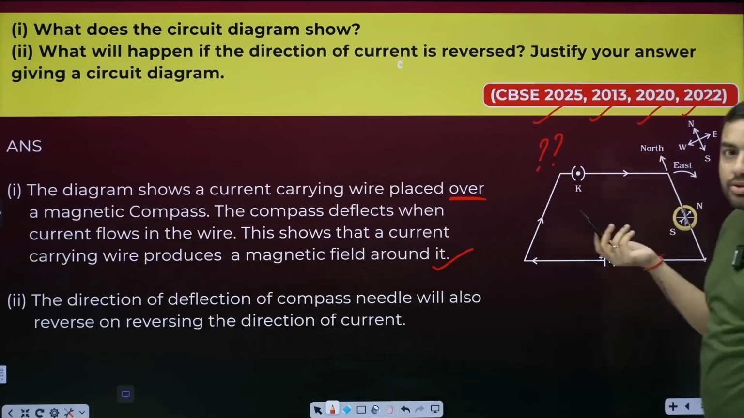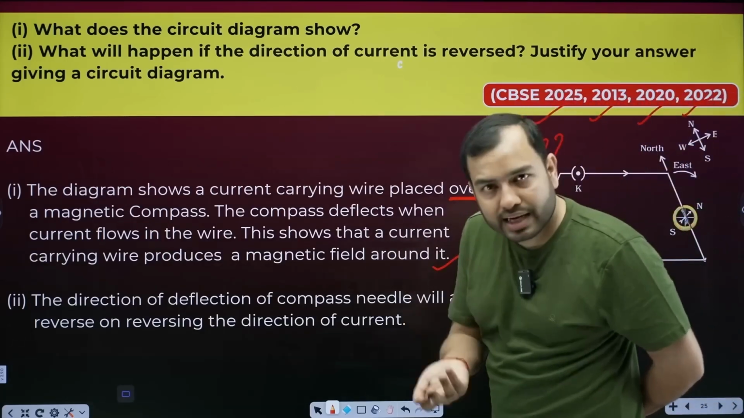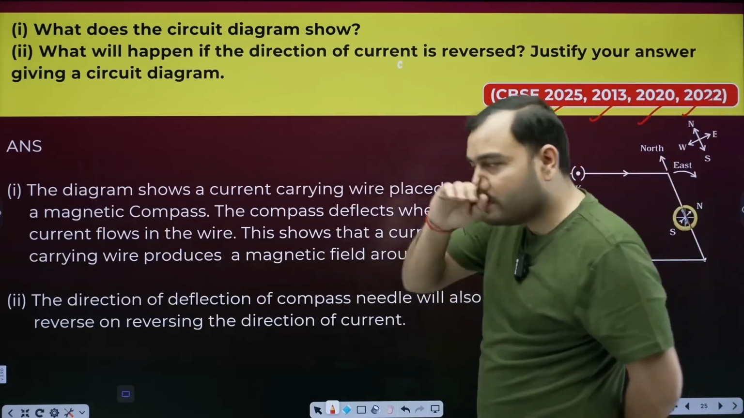Next, what will happen if the direction of current is reversed? Reverse the direction of current. So what will happen? The direction of magnetic field will reverse. The direction of deflection will also reverse.